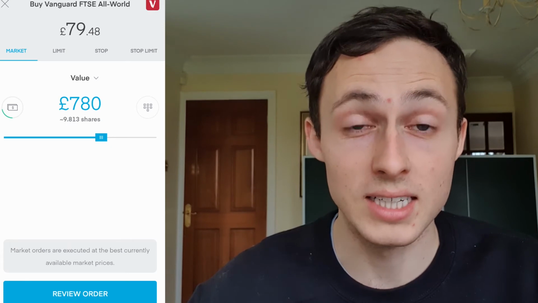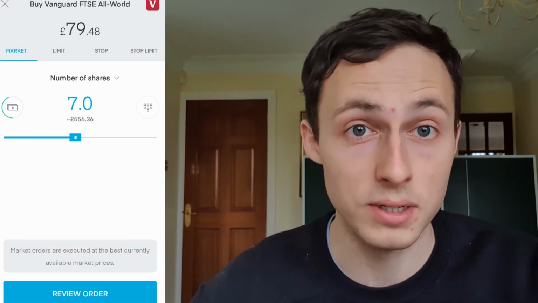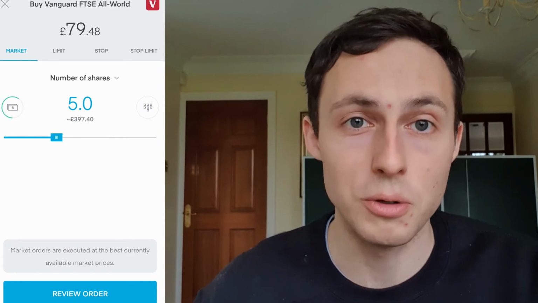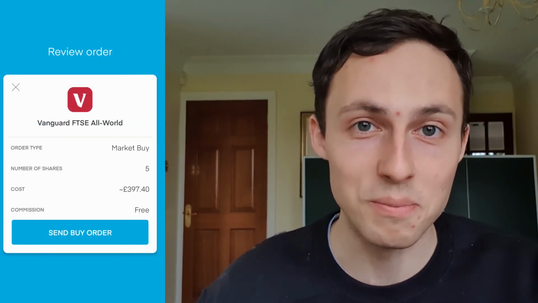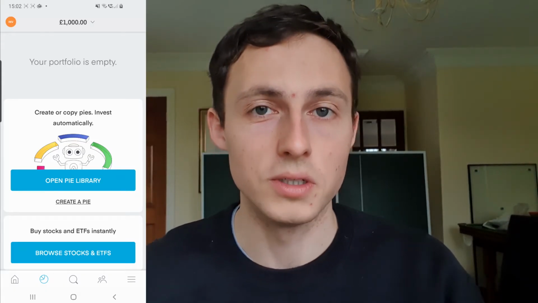Once you've done this, as long as you're on a trading day, aka Monday to Friday and between trading hours, then you'll see the stock appear in your portfolio and your cash balance in the app will decrease. Well done on making your first ever investment. There's one last feature that you should know about on Trading 212.